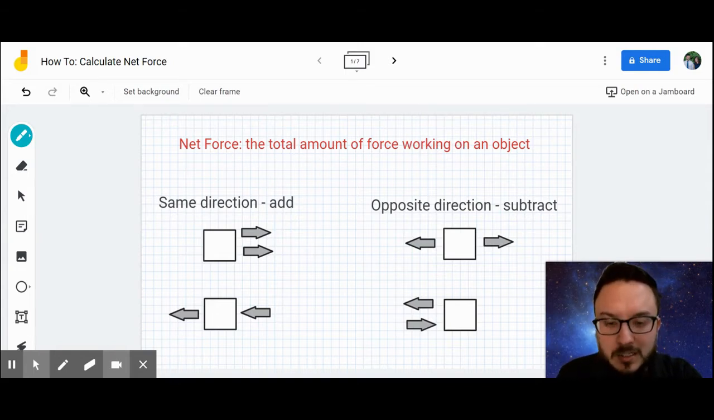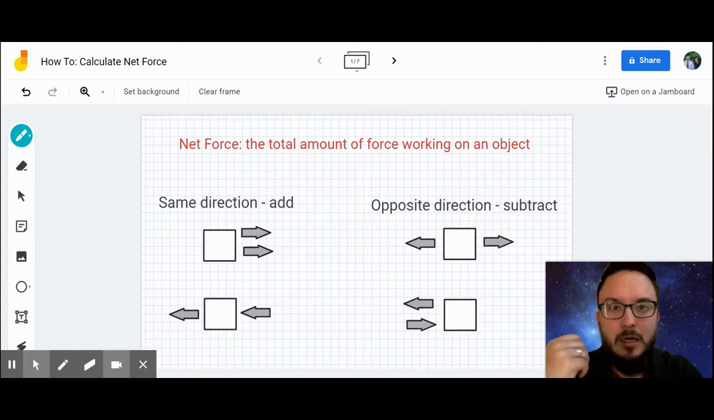So like we talked about in class, when something's moving, especially here on Earth, there's all sorts of different forces working on it. We have things like gravity, friction, air resistance, the motion of our own body, all affecting one object. So to really get a clear picture of how that object is being affected, we combine those forces together, and that's what we call our net force.